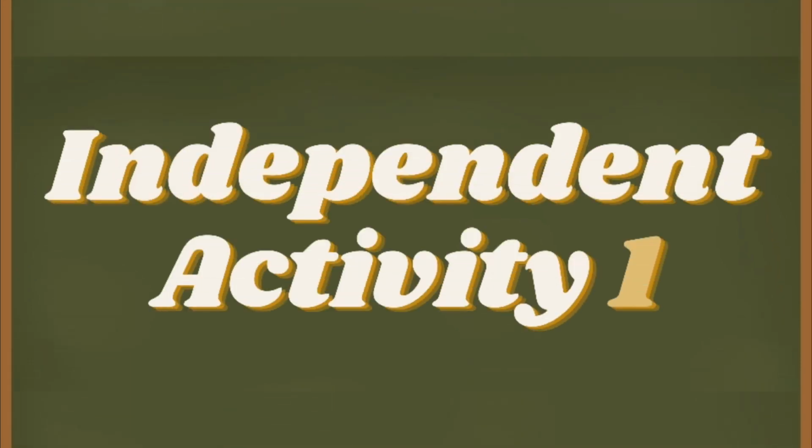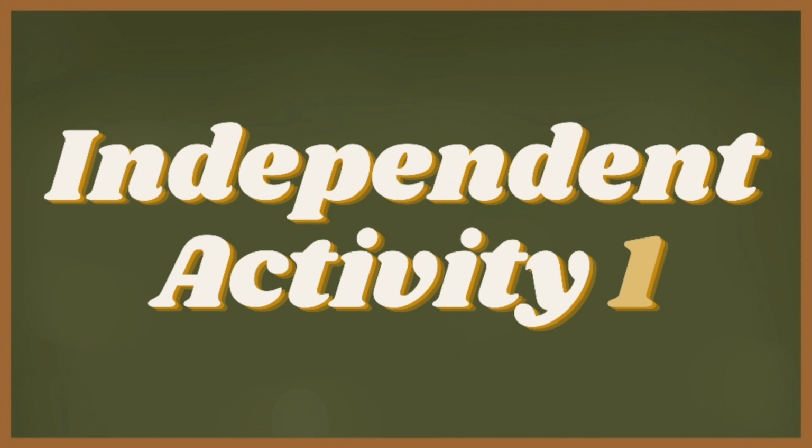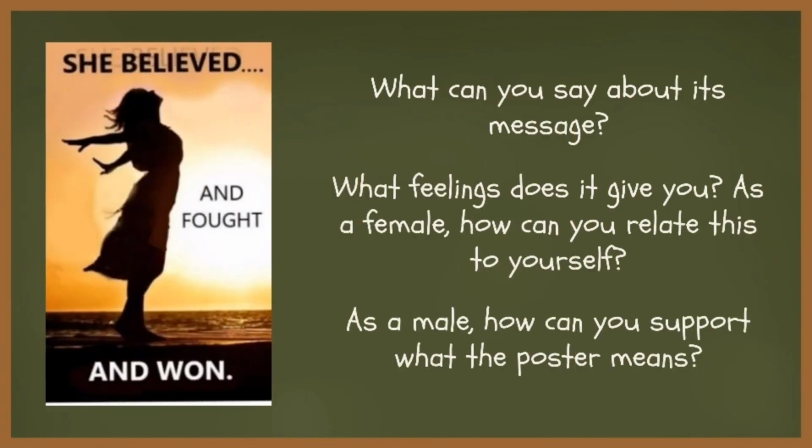Now that we are done with the discussion, it's your turn to do the activities and assessments. Independent Activity 1. Take a look at the poster on the side. On a separate sheet of paper, answer the following questions. What can you say about this message? What feelings does it give you? As a female, how can you relate this to yourself? As a male, how can you support what the poster means?